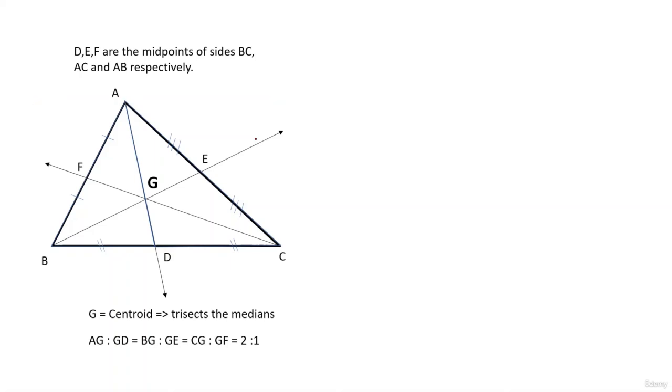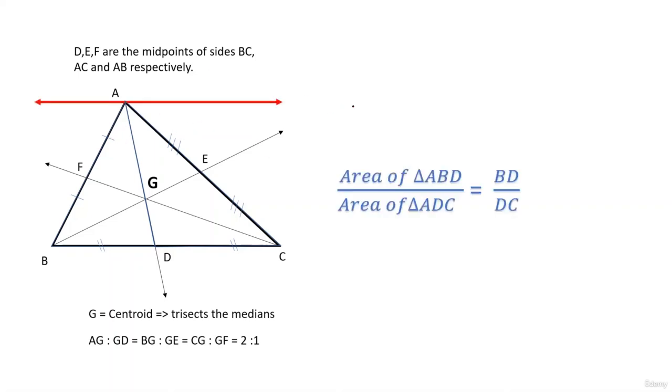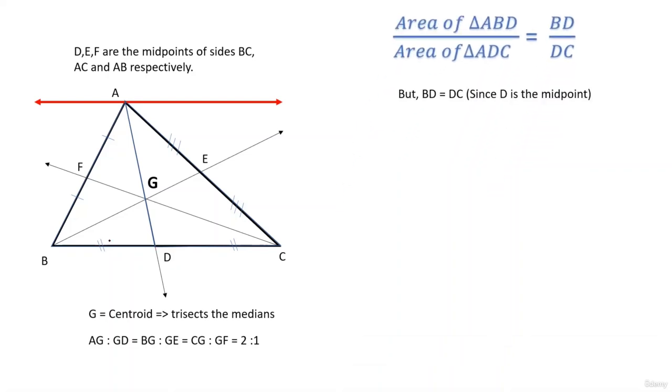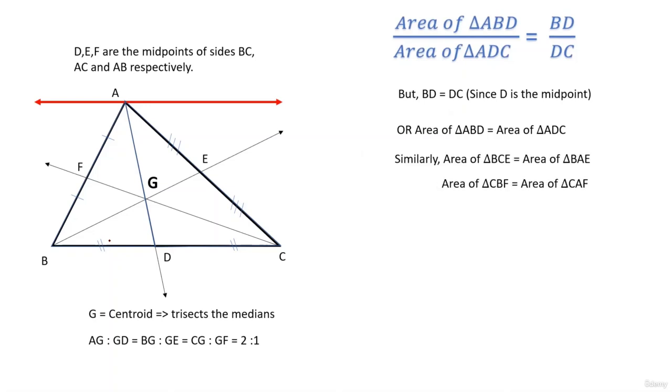Now just observe, guys. I'm drawing a line parallel to BC passing through A, right? Now observe carefully, guys. I talk about triangle ABD and I talk about triangle ADC. Since ABD, this triangle here, and triangle ADC, this triangle here, these two are lying between the same two parallel lines, meaning the height is the same. That means the area will be proportional to the base. So area of triangle ABD upon area of triangle ADC will be BD divided by DC, the ratio of their bases, right? But if you observe carefully, D is the midpoint, right? Meaning BD is equal to DC. That means the two areas are equal, right? That means the median divides the triangle into two equal halves.